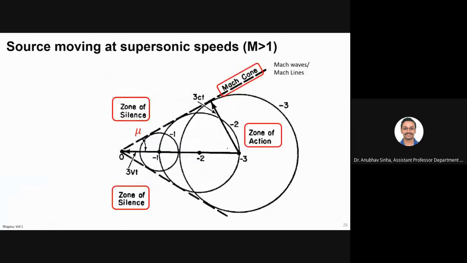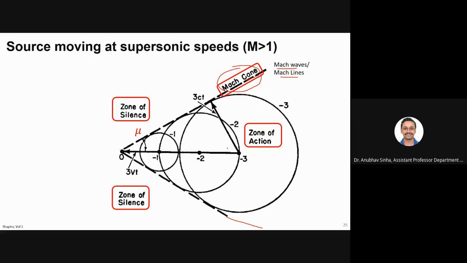We'll look at that in the next slide. So this is the Mach cone I was talking about. These lines are called Mach waves or Mach lines. The lines that form the Mach cone are called Mach lines. This is again a similar figure where -3, -2, -1 are the locations where the source was located at previous time steps. Now it is at zero. Zero should be here. Then again, the circles are made in that fashion. I think you should be clear by now.